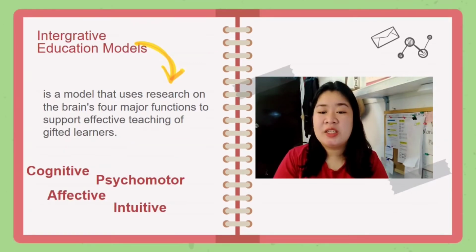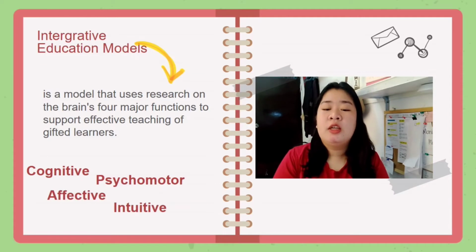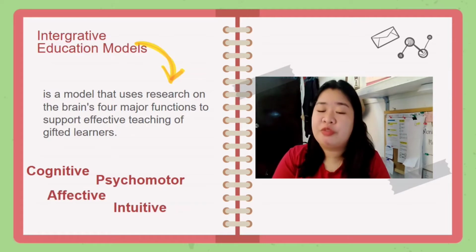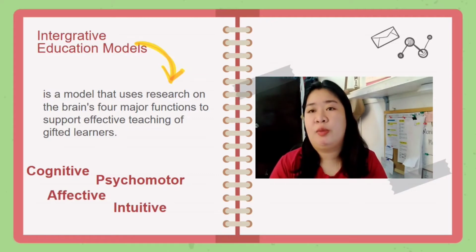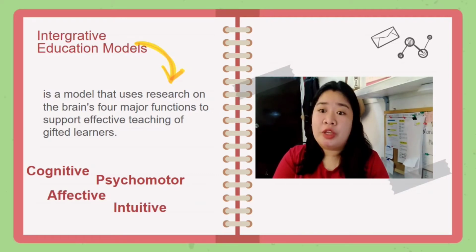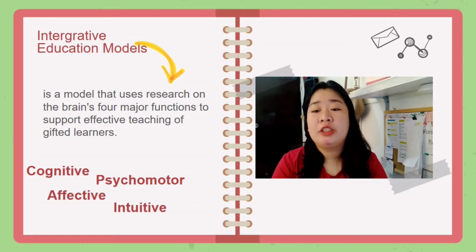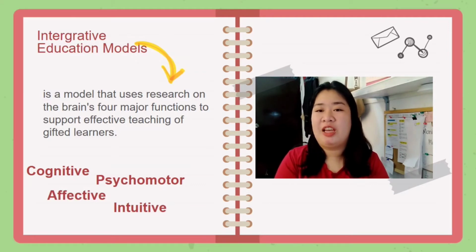So now let's discuss the Integrative Educational Model. It is a model that uses research on the brain's four major functions to support effective teaching of gifted learners. So it pertains to the cognitive, psychomotor, affective, and intuitive. Integrative education bases its practices on the characteristics of the human learner and on the interdependent nature of reality.